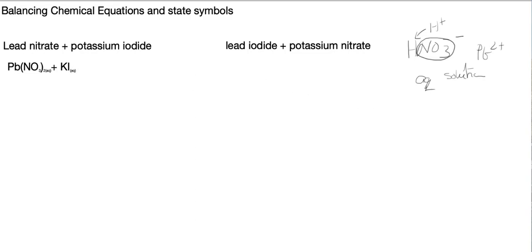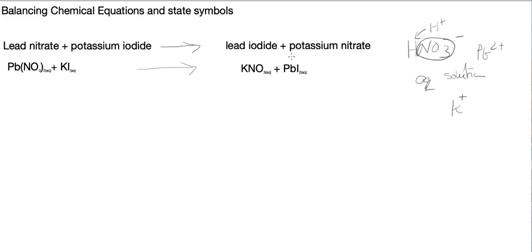So let's then bring in our equation for our products. There's our chemical equation in words. Here we have our products, and we have potassium nitrate. Now I know potassium is in group 1 and it will form a single positive ion, and I know the NO3 from here is a single negative ion, and so I'll have potassium nitrate.